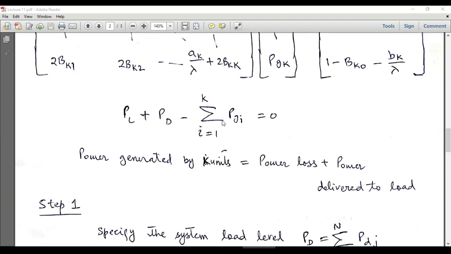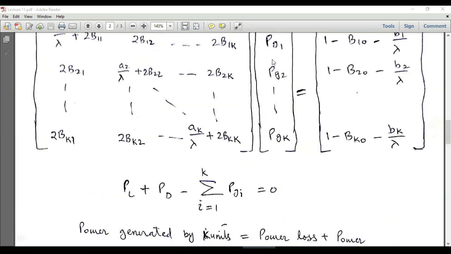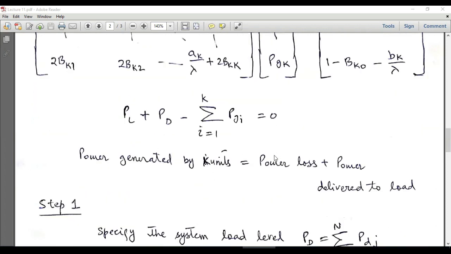That is a constraint, and we will solve these sets of equations in an iterative manner until we have satisfied this power balance equation. When the power balance equation is satisfied, the iterations will be stopped, and the values of Pg1, Pg2 up to Pgk at that instant will be considered the final values.